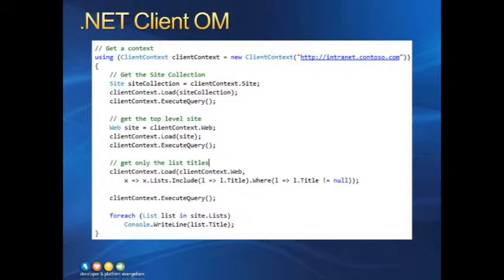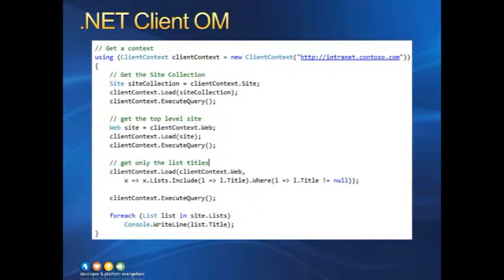So let's take a look now at the .NET client object model. This screenshot is just a little show of what the code is going to look like. The way this is going to work is you're first going to create a client context. You can see I'm getting a client context from my intranet site. And then I'm going to tell it I want to go get a specific site collection. Now, the client object model is smart enough to know that it's not going to grab every single thing when I say I want to get this one piece here. So in this case, I want to go get the site collection for this context.